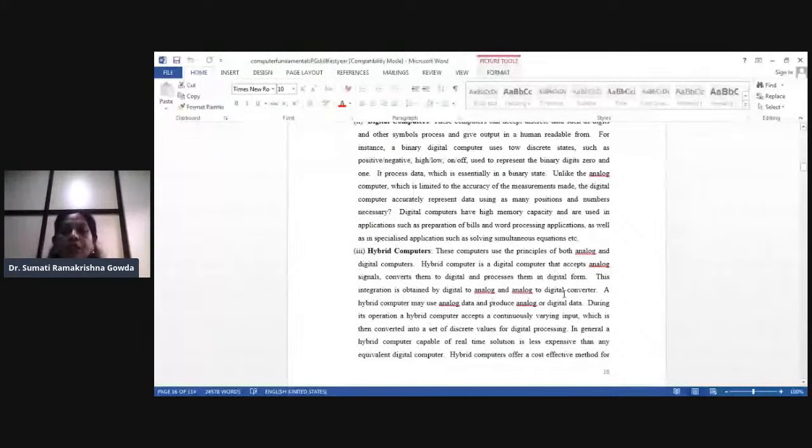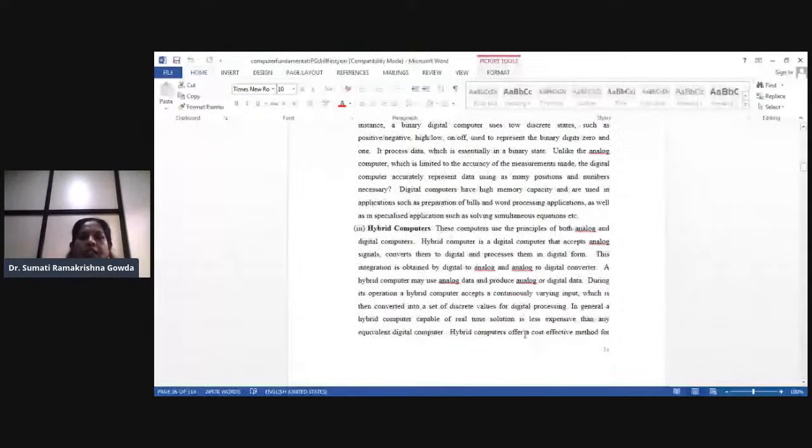Now, hybrid computers. As I told you, hybrid means it is a combination of analog and digital. Hybrid computers use the principle of analog and digital computers, so it is called hybrid. You know the meaning: hybrid means a combination of two. A hybrid computer is a digital computer that accepts analog signals, converts them to digital, and processes them in digital form. Even if you use analog signals, everything gets converted into digital form.